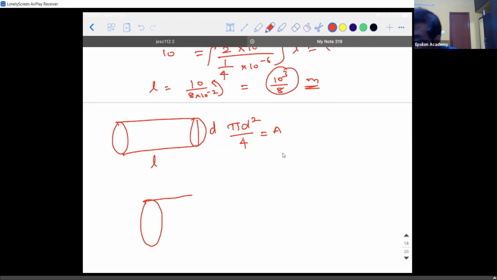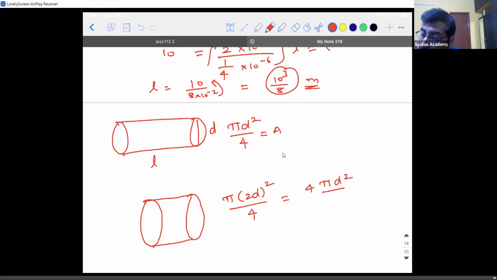listen to this very carefully, okay? If diameter is doubled, then what is going to happen to the area? The final area will be pi into 2d square divided by 4. That will be 4 pi d square divided by 4. What is pi d square divided by 4? It is A. So the area will become 4 times A.